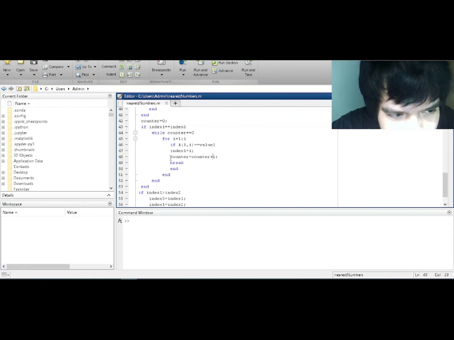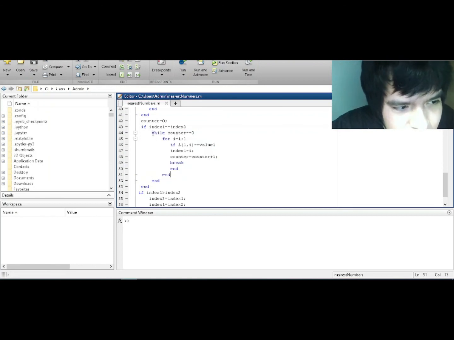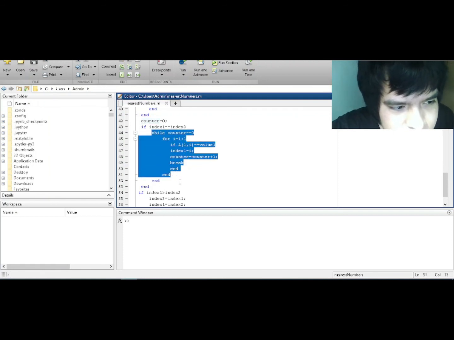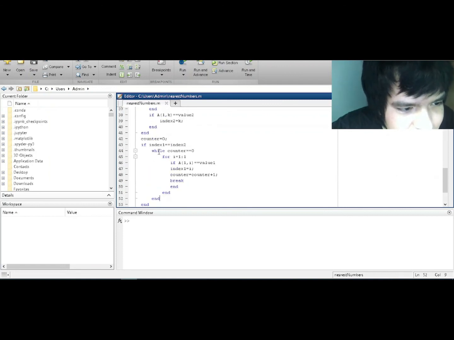And when that happens, I update the value of counter into counter plus 1 and make a break. When I make the break, I get out of this iterative process, and since counter is not 0 anymore, it's not going to happen anymore. So it's just a one-time thing, like a one night stand. And yeah, that's the way I make this for the case that both value 1 and value 2 are the same.